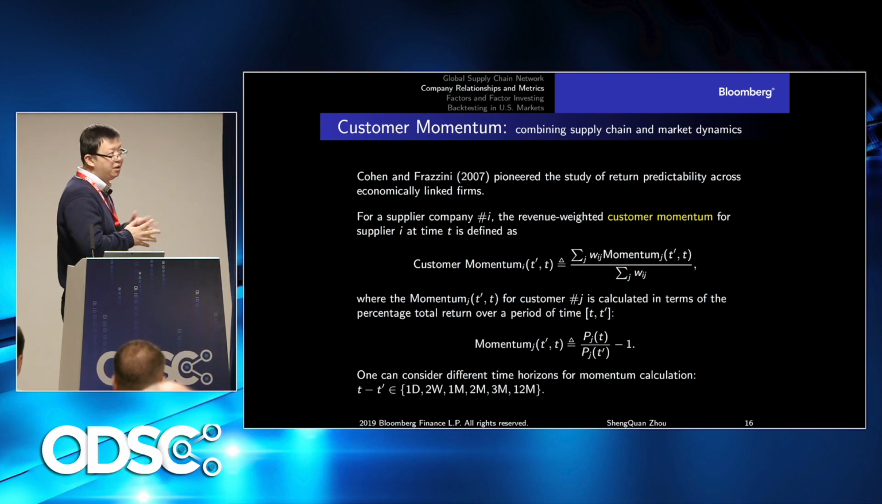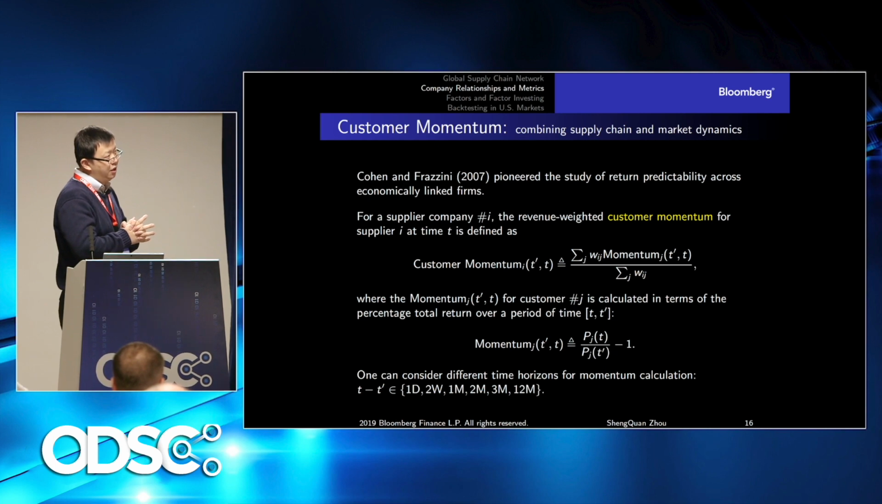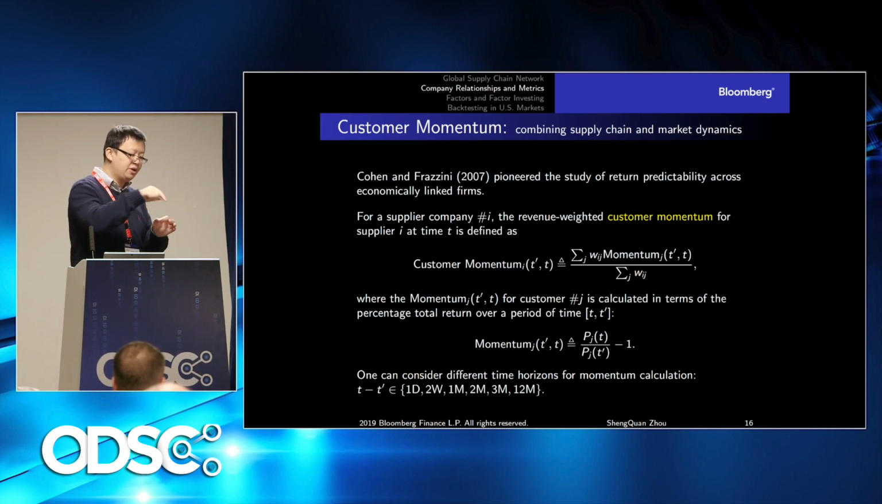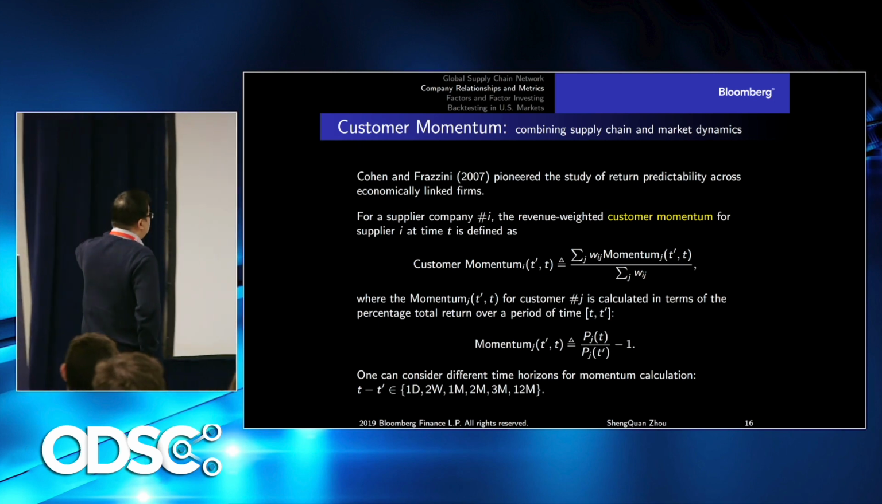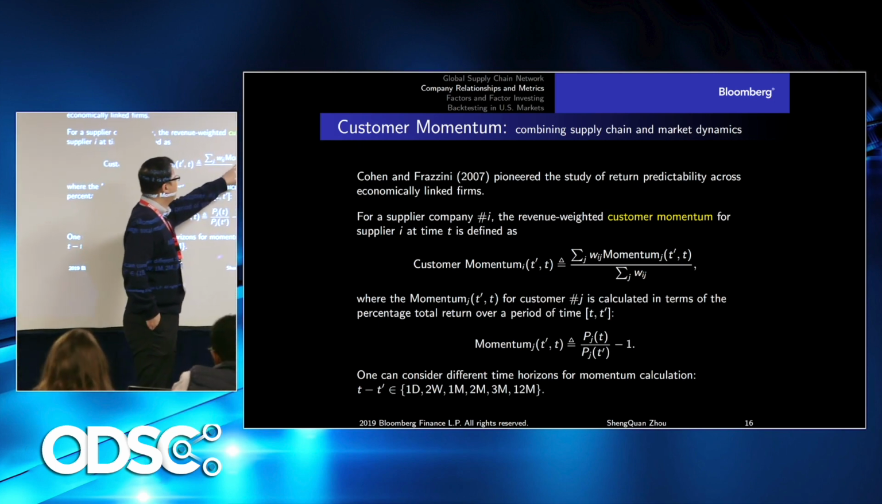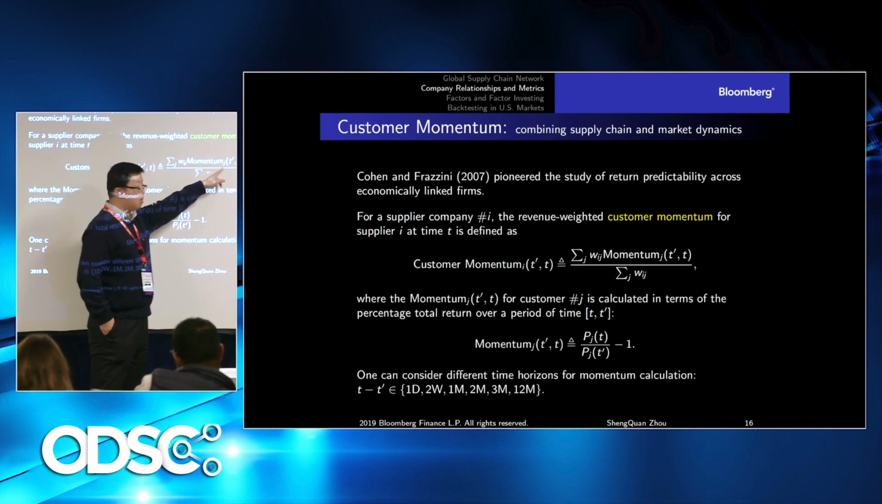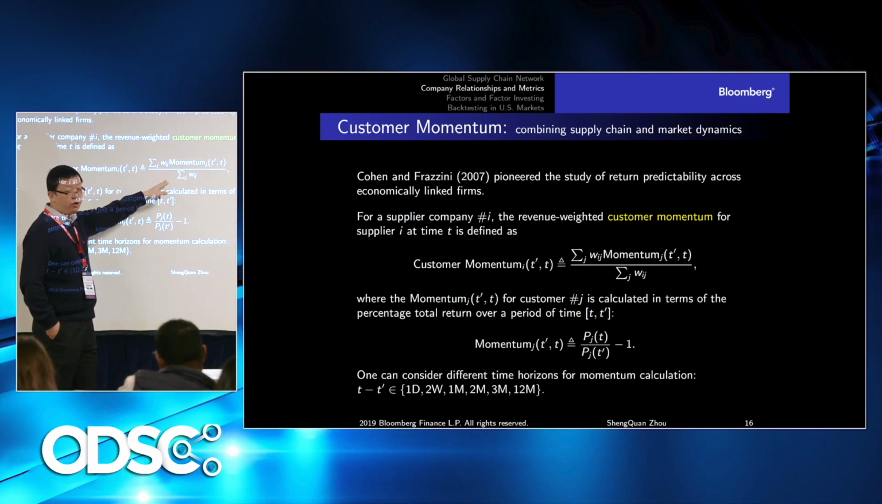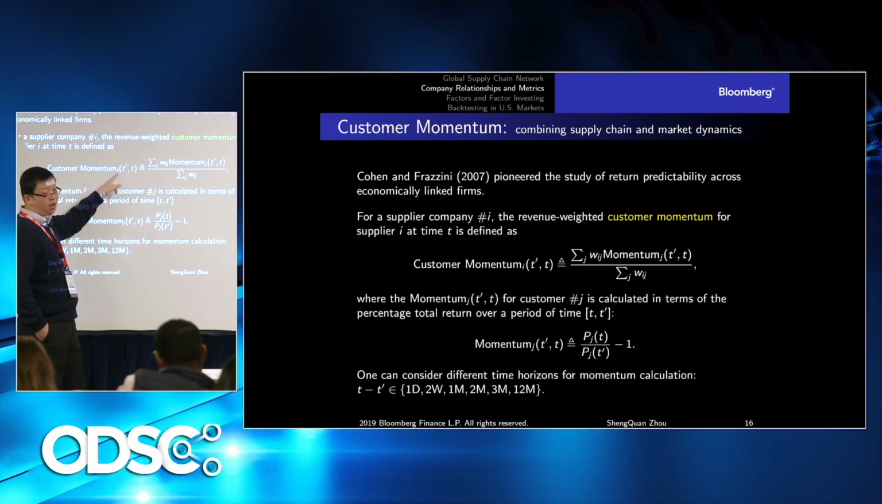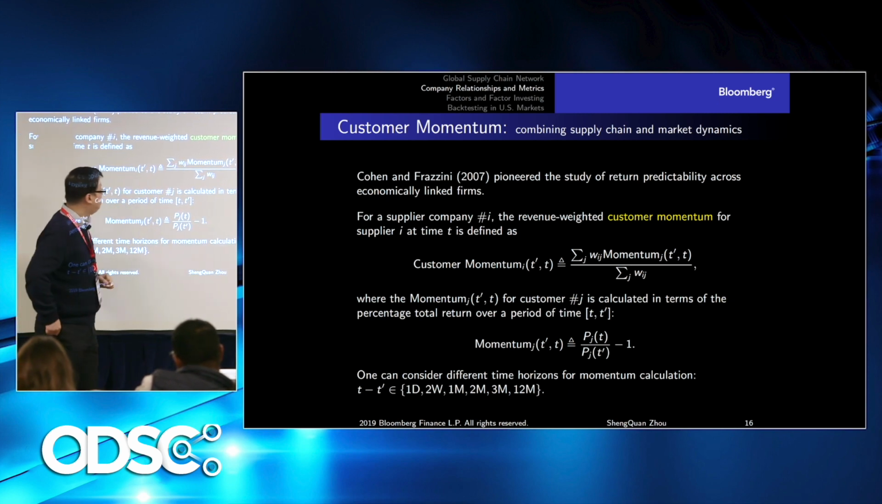But here we're going to talk about the customer momentum, which is, instead of looking at the company itself, we look at all the customers and we calculate the momentum of each customer and take a weighted average of these customer momentum, and assign it as a score to the central company as a supplier, right? So that's what the formula says. Here momentum is the regular momentum for each customer company J, and we take a weighted average and assign it to the company I, which is the supplier in the center.